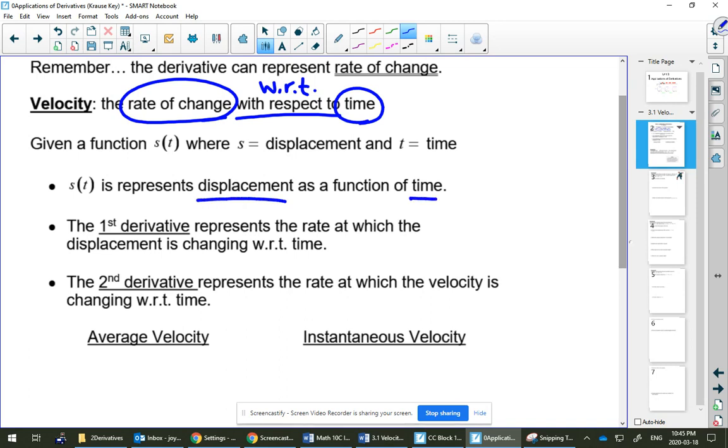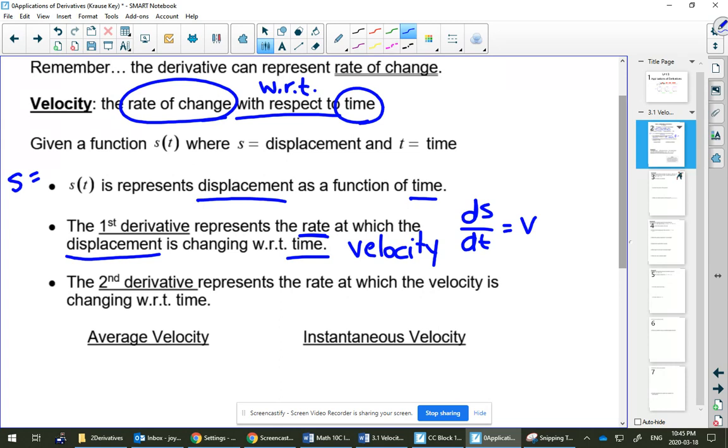That's basically our s equals, or our position equals. The first derivative is going to represent the rate at which the displacement is changing with respect to time. So essentially, this is our velocity. The first derivative of a position-time graph would be velocity. We can write that as ds over dt. So the derivative of displacement with respect to time is v.